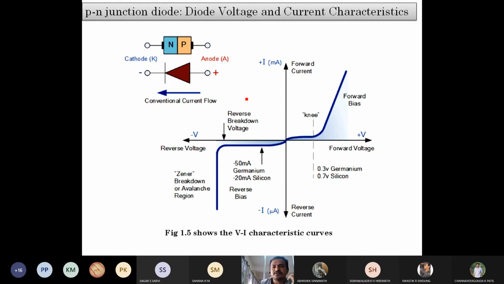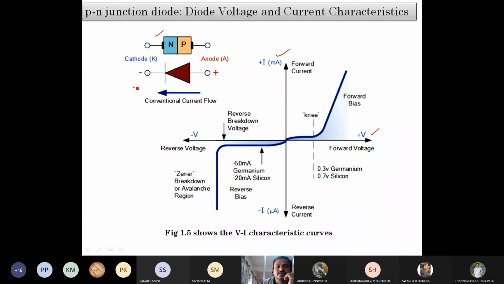We are going to get a characteristic of the diode, which is nothing but the voltage and current characteristics of the diode. Here we are going to establish a graph which shows the performance of the diode with respect to current and voltage. In the graph, the x-axis represents the voltage across the diode, and the y-axis represents the current in the diode.